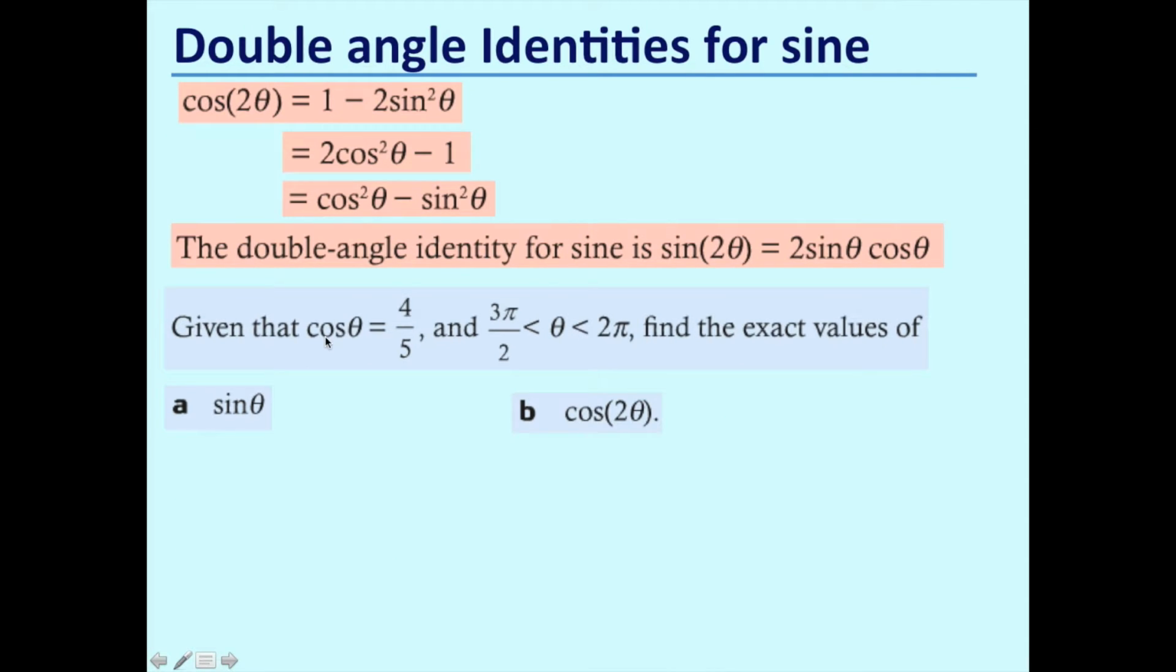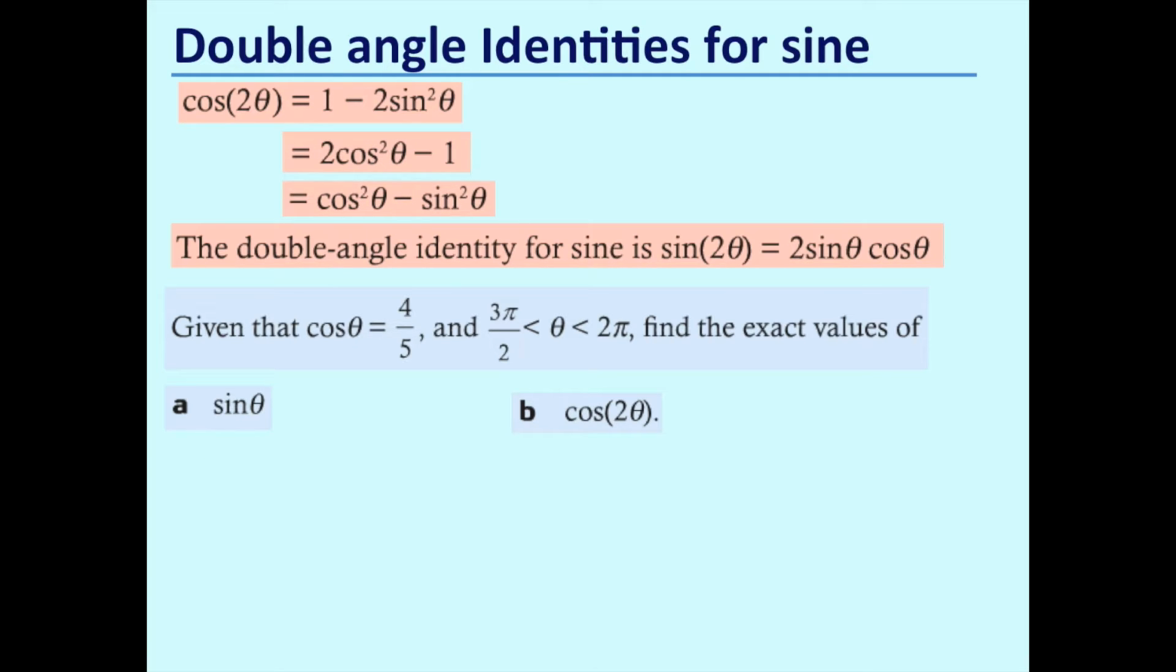So you can see at the top here we've got all three double angle identities for cosine as well as the double angle identity for sine. We are told that cos theta equals 4 over 5, and in radians we are told that theta is between 3 pi by 2 and 2 pi. So what is significant about this is the fact that we are looking in the fourth quadrant. So that's just something to bear in mind. Sine theta then is part A, what we're asked to find, and for part B, cos 2 theta.